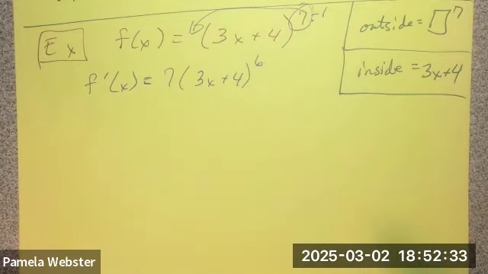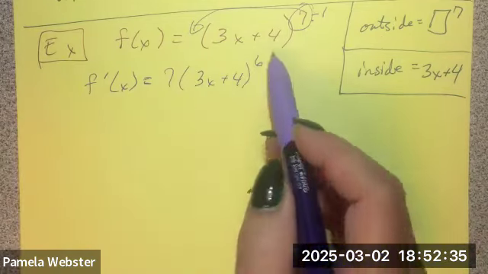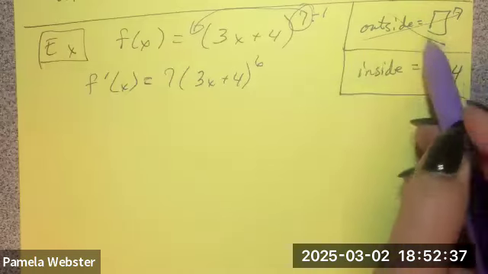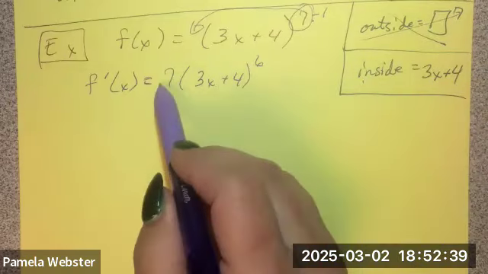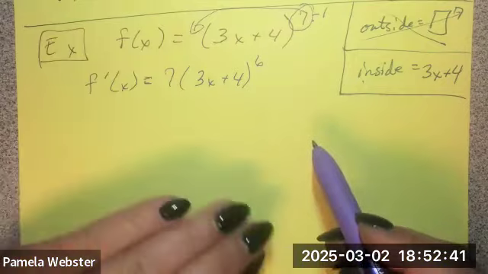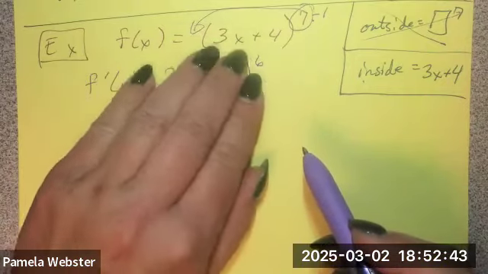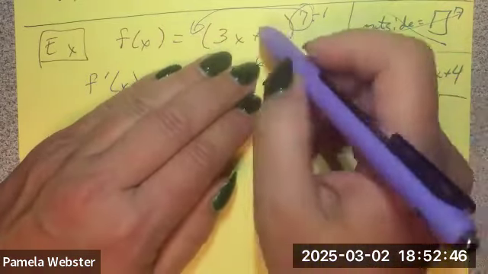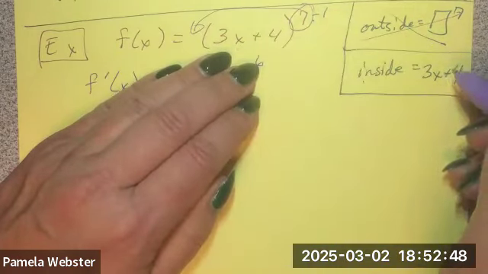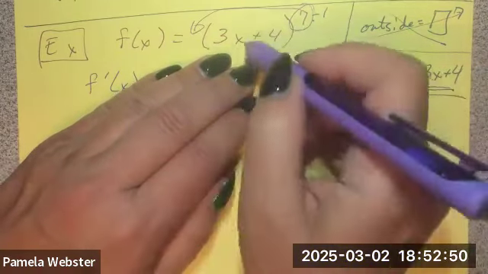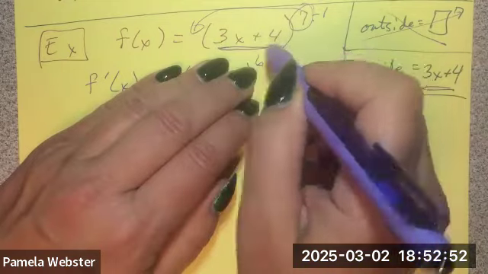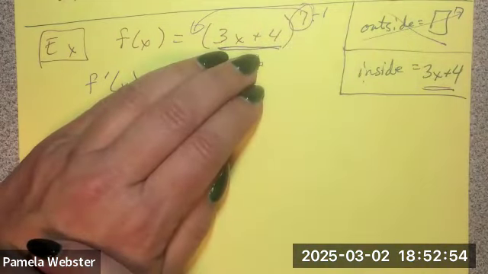But hopefully it doesn't, because now we're done with the outside function, right? We took the derivative of the outside function. Now we need to, so ignore that. You're done with that. That's the derivative of the outside function. Now we need to take the derivative of the inside function. Well, the inside function is 3x plus 4, right? That's what we said. Okay. What's the derivative of that?